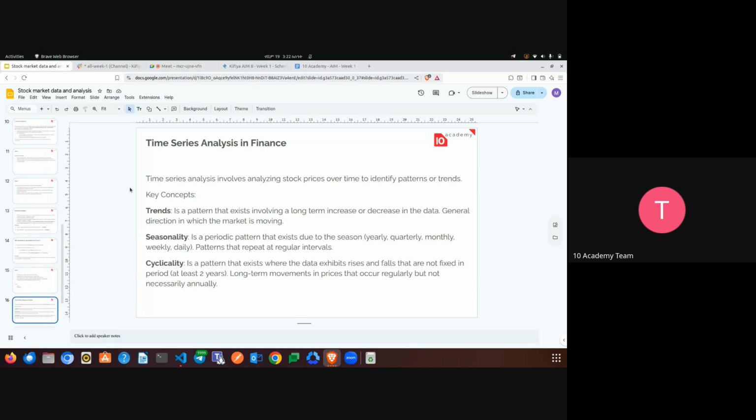Seasonality is a periodic pattern that exists due to the season, like yearly, quarterly, monthly, daily, weekly. These are patterns that repeat at regular intervals. Cyclicity is a pattern where the data exhibits rises and falls that are not fixed in period. So these are long-term movements in prices that occur regularly, but not necessarily annually.